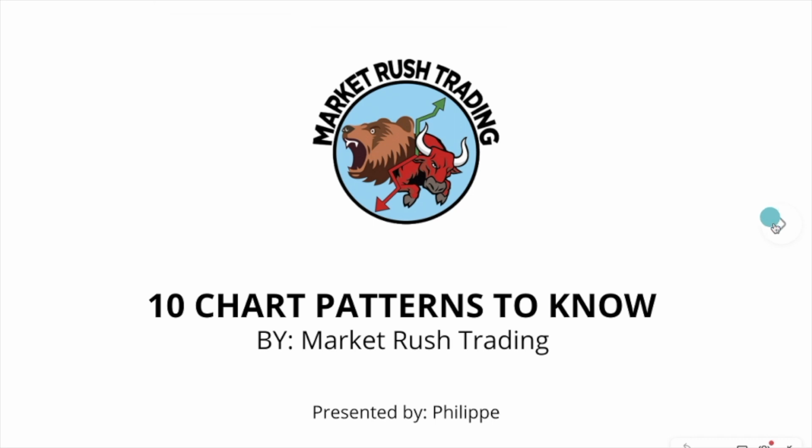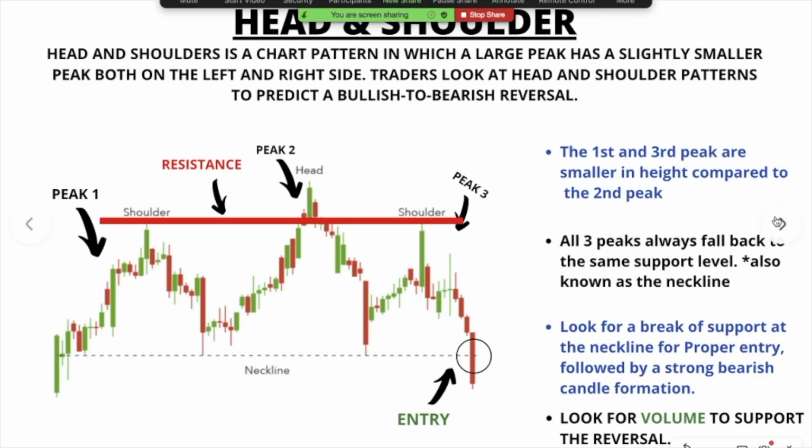So the first one we're going to is the head and shoulders. A lot of you may be familiar with it because you'll probably see us on the Zoom from time to time live saying, oh, there's a head and shoulder here or there. So what is the head and shoulder? A head and shoulder is a chart pattern in which a large peak has a slightly smaller peak on both the left and right side. Traders look at a head and shoulder pattern to predict a bullish to bearish reversal.